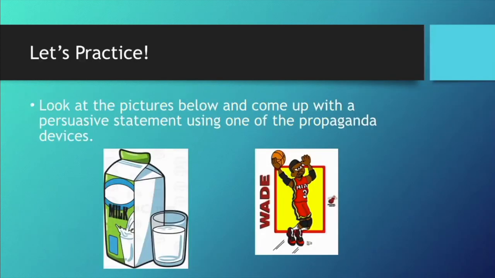Now, after going over those five propaganda techniques, let's practice. I want you to look at the pictures below and come up with a persuasive statement using one of the propaganda devices. You can pause the video or you can wait a while. I'm going to give you just a few minutes to think of a statement that you can come up with using the pictures below. We have milk and we have a picture of Dwayne Wade, famous basketball star from the Miami Heat.